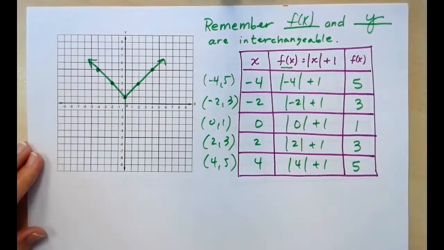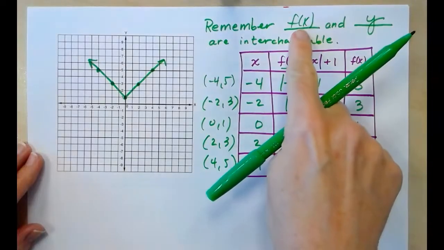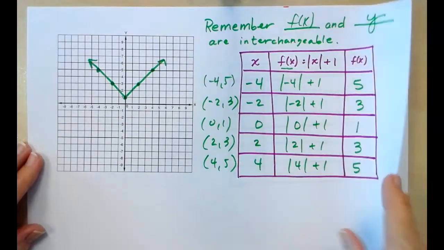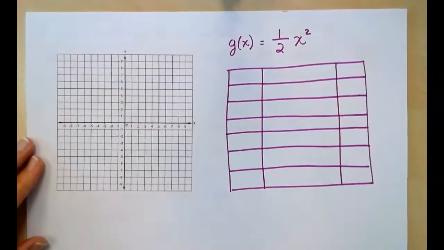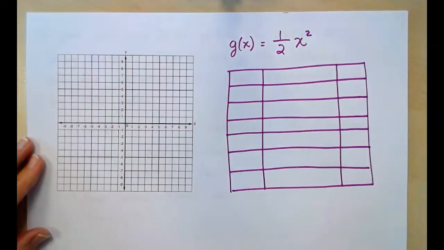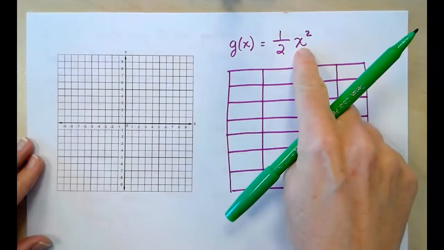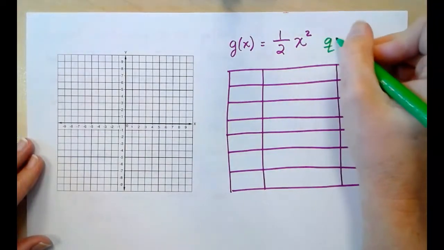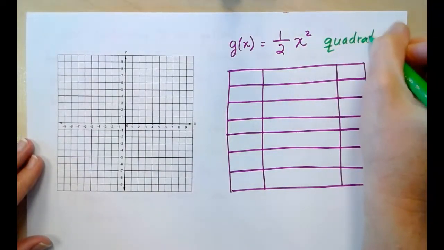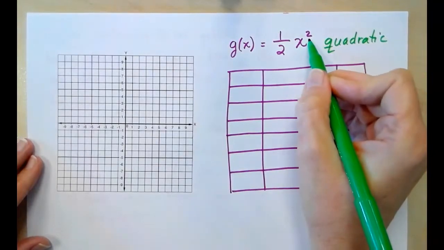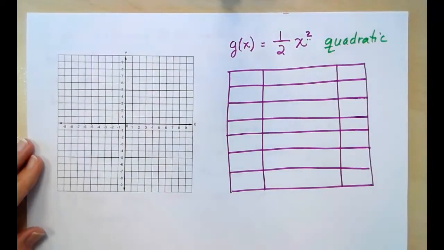We can always graph using an input-output table, and f of x and y essentially are interchangeable. Next, we've got a different type of function. This is called a quadratic function. Quadratic. How do I know that? Because my x is being raised to the second power.